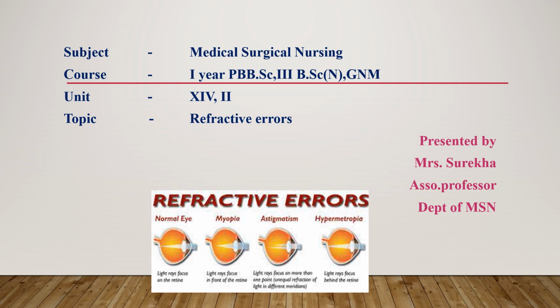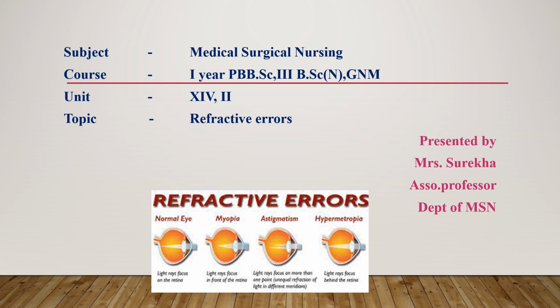Here you can see the picture: normal eye, myopia, astigmatism, hypermetropia. In the normal eye, you can see the light rays focus on the retina. In myopia, light rays focus in front of the retina. In the normal eye, the light rays touch the retina exactly, but in myopia, the light rays focus in front of the retina itself.